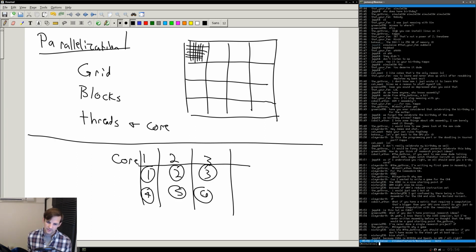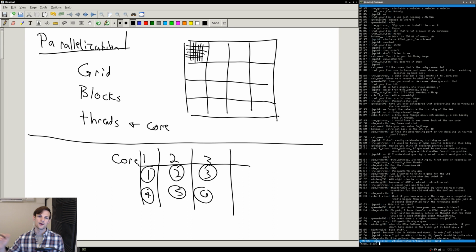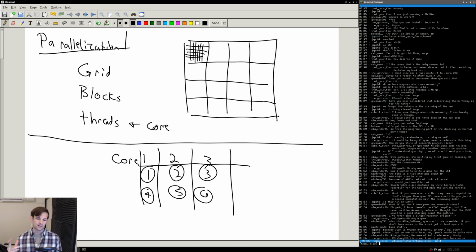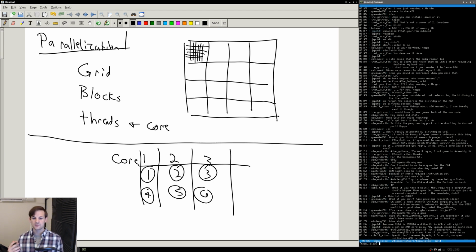Because CUDA is NVIDIA and OpenCL is AMD, all right? That's not exactly true. CUDA is specifically NVIDIA, that's true. It's an NVIDIA-based programming language. However, OpenCL can run on either NVIDIA or AMD cards. So if you wanted to write something that works on all cards, you need to write OpenCL. But if you want to write something that's used on an HPC, for the most part, HPCs will use NVIDIA, so you can get away with using CUDA. That's kind of the idea here.